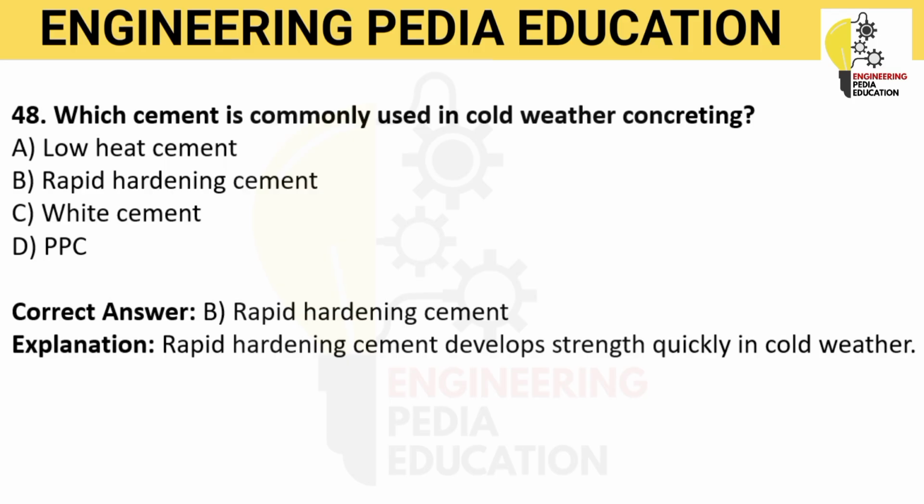And what precautions should be taken? Use warm water for mixing, heat aggregate if necessary, use rapid hardening cement, reduce water cement ratio, cover concrete with insulating blanket. Avoid placing concrete on frozen ground. Proper curing and protection from frost. And what are the effects of freezing? If fresh concrete freezes before gaining sufficient strength, internal cracks develop and strength is reduced permanently. Suitable cement: rapid hardening cement is often preferred in cold weather because it gains strength quickly.